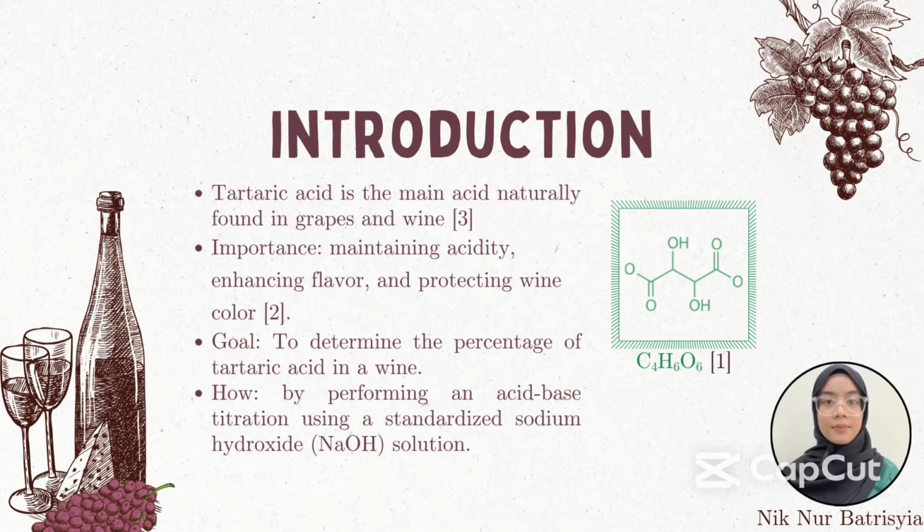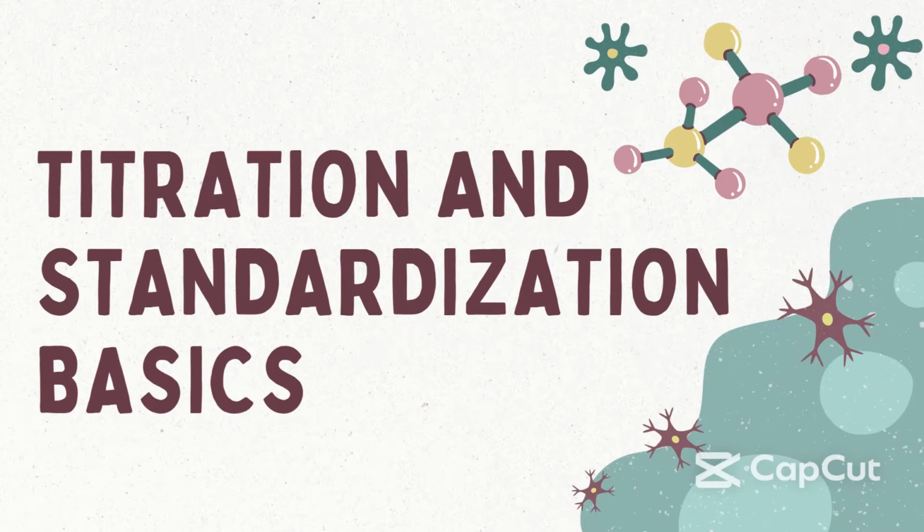without spoiling. In this project, we will determine the percentage of tartaric acid in a wine by using a basic analytical chemistry technique we had learned in class called acid-base titration, where a standardized solution of sodium hydroxide is used to neutralize the tartaric acid in the wine. Let's see how this works.